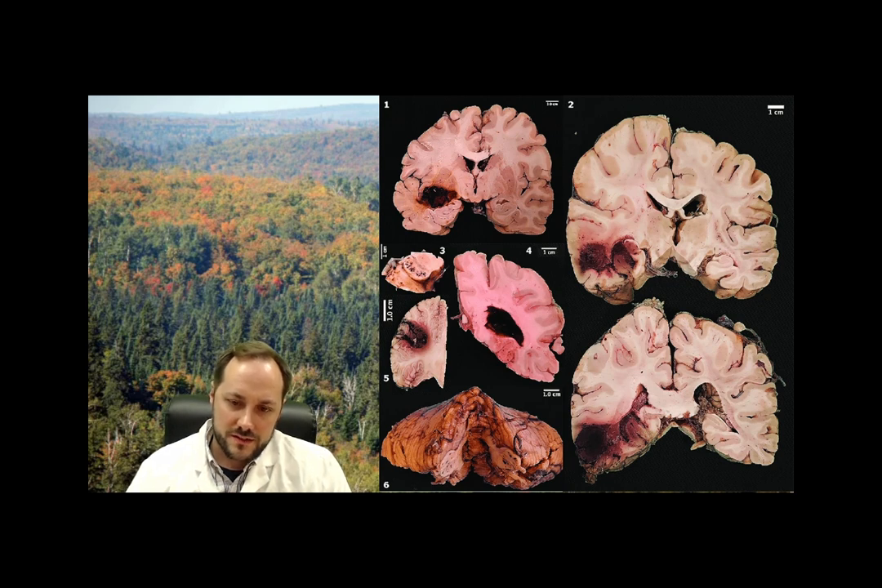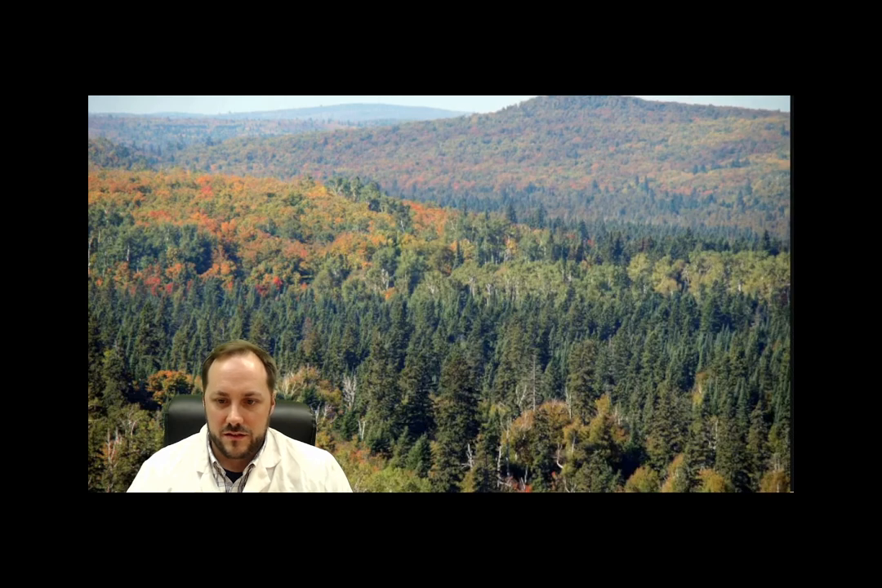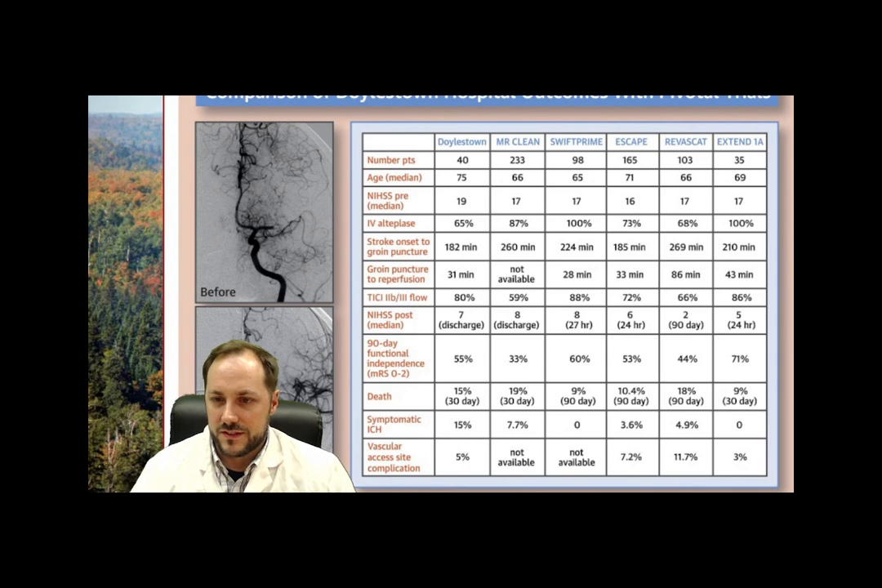When somebody has an intracerebral hemorrhage, it can be fatal, and it can result in severe disability. Otherwise, about half are symptomatic. You can see that at this hospital, Doylestown, they were getting 15%, but in major studies, it's typically 6 to 7%, but some studies are showing 0%. About half the time symptomatic.